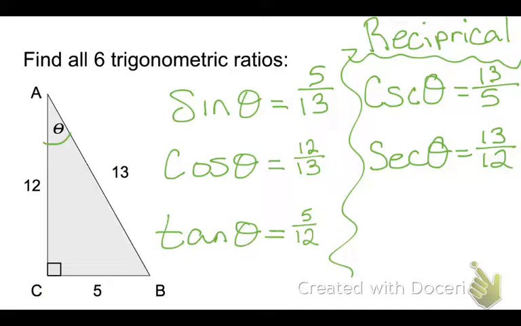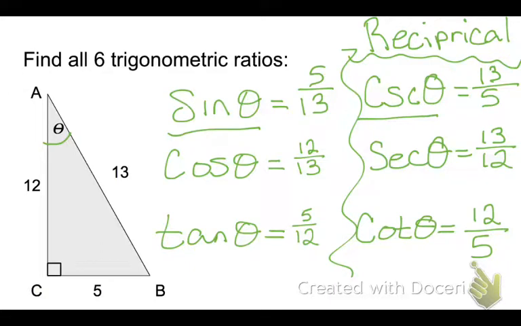Then the reciprocal of tangent is called cotangent, and the reciprocal would be adjacent over opposite. These reciprocal functions are taking their partner, so to speak, and flipping the fraction. So sine theta was 5 over 13, which means cosecant theta is 13 over 5. We're just flipping the fraction.